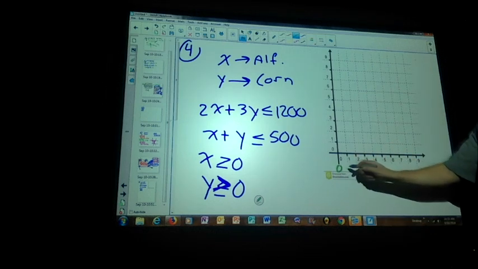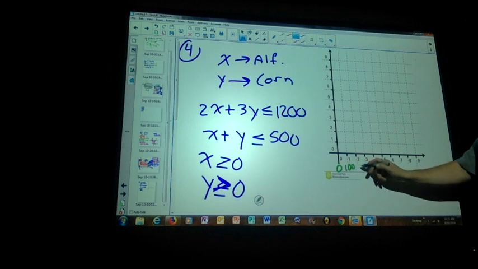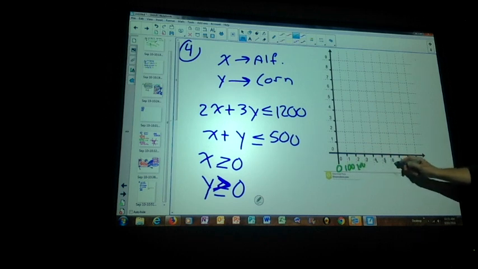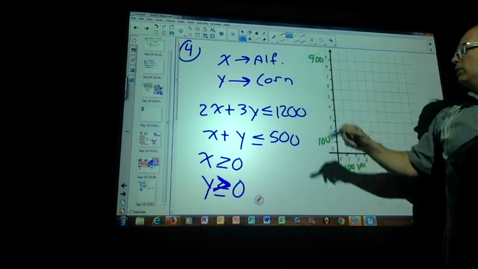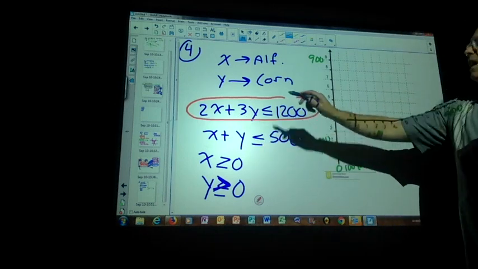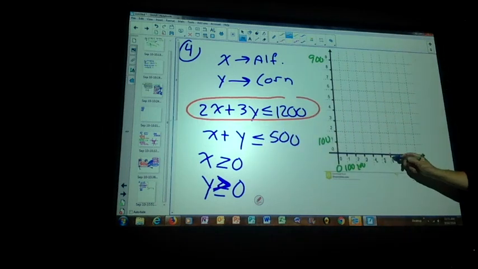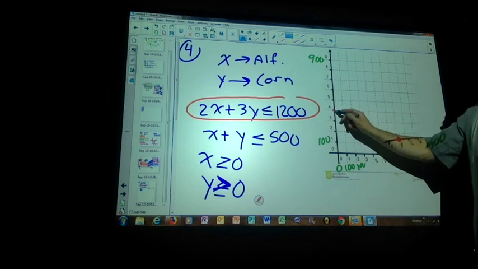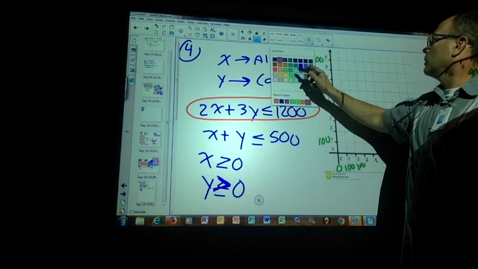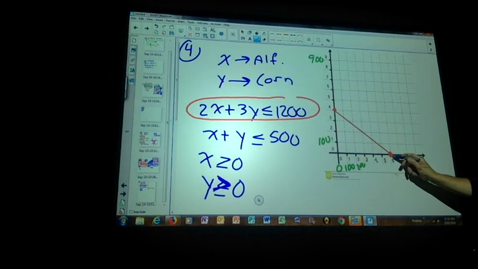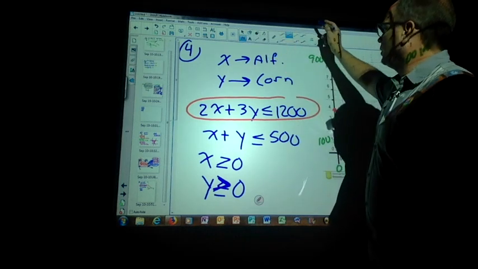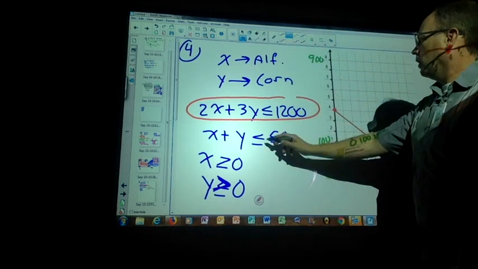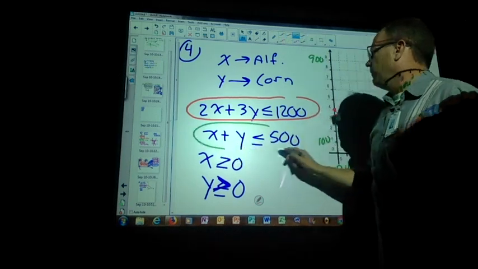All right, I'm going to make the x axis 0, 100, 200, 300, 400, all the way to 900, and do the same thing in the y direction all the way to 900. All right, let's graph this one. If I use my cover method, the x value is 600 and the y value is 400. Cover method on this one, 500 and 500 for both.